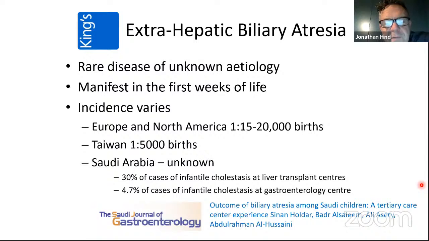30% of those referred to liver transplant centers have biliary atresia. That's probably an overrepresentation because, of course, if biliary atresia is missed, then the liver will become cirrhotic and the child will need transplant.